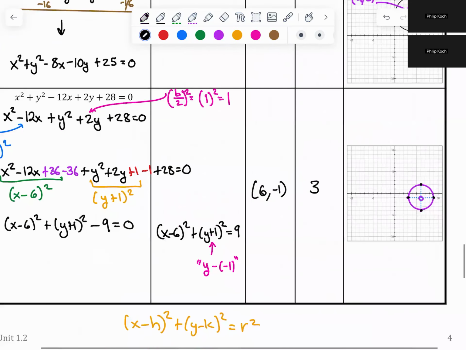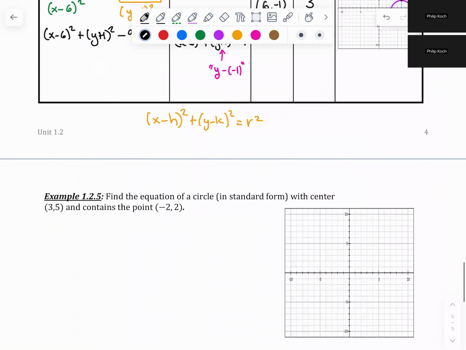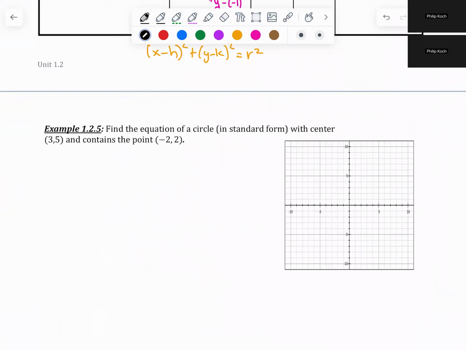Okay. Any questions on that? All right, now we get into some interesting cases, things that I think are very, very fun. And I want us to really think about them, these last two problems here. So find the equation of a circle in standard form with a center at 3, 5 and contains the point -2, 2.